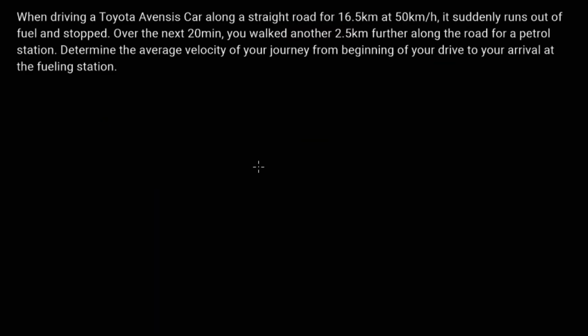When driving a Toyota Avensis car along a straight road for 16.5 km at 50 km per hour, it suddenly runs out of fuel and stopped. Over the next 20 minutes, you walked another 2.5 km further along the road to a petrol station. Determine the average velocity of your journey from the beginning of your drive to your arrival at the fueling station.